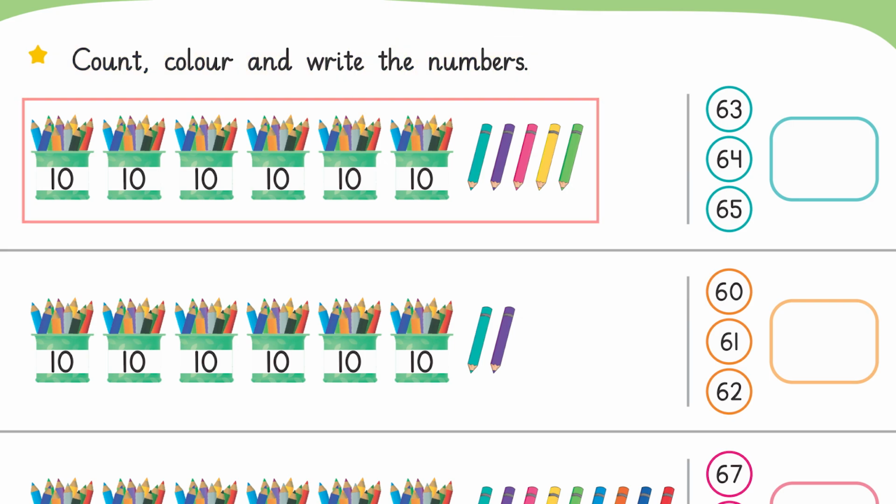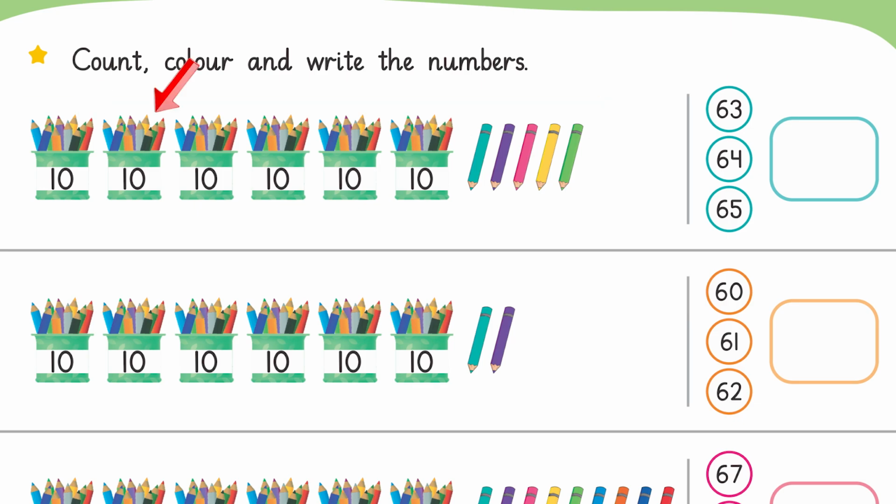Again, you have to count these pencils and you have to color which numbers they are representing. Let's do the first question ourselves. 10, 20, 30, 40, 50 and 60. 61, 62, 63, 64 and 65. Here you have to count 65 and write 65 as well.